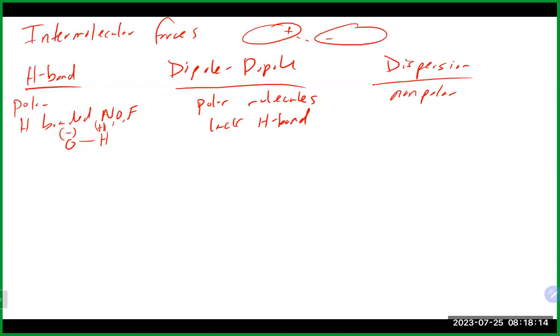More commonly, though, what happens a lot of times is what is sometimes referred to as an instantaneous dipole, and that's a result of the electrons in those nonpolar molecules just moving from one side of the molecule to the next. They may all migrate one way or the other, and that will also create a temporary charge in that nonpolar molecule, which allows it to interact with another nonpolar molecule in the same way.